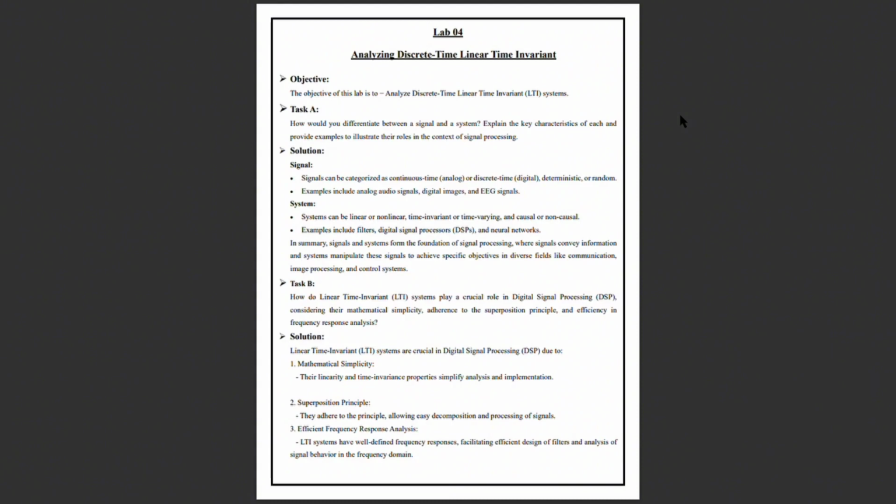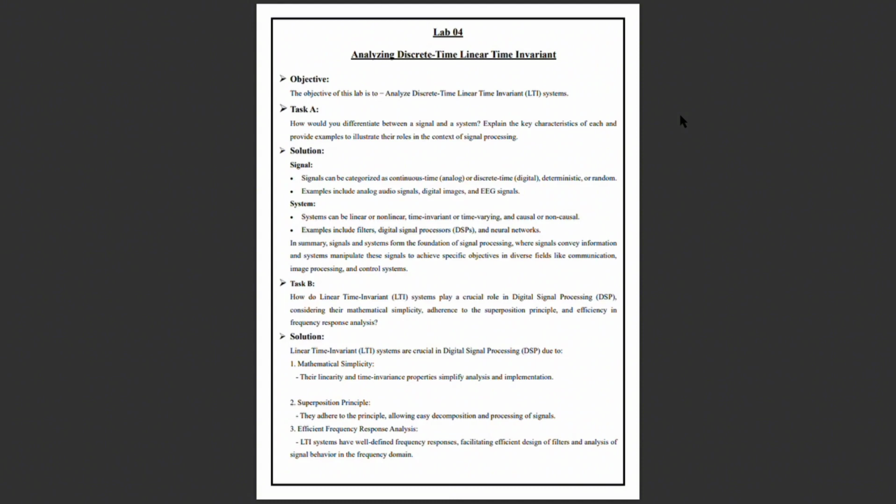In task 1, how would you differentiate between a signal and a system? Explain the key characteristics of each and provide examples to illustrate their roles in the context of signal processing. Solution. Signals can be categorized as continuous time or discrete time, or deterministic or random. Examples include analog audio signals, digital images and EEG signals.